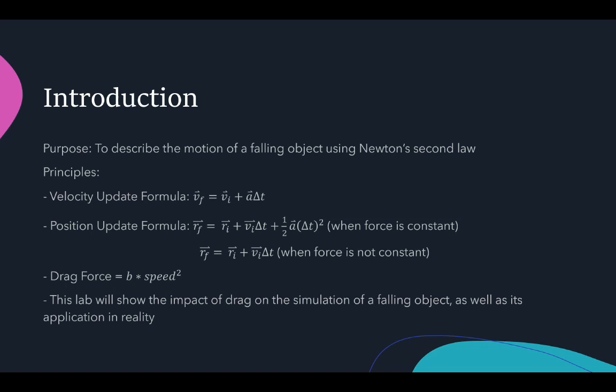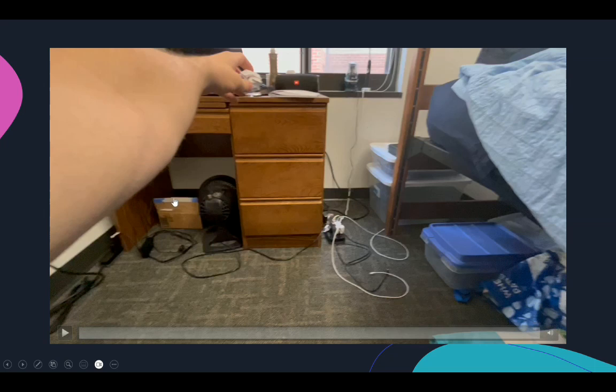And the drag force for a constant b is multiplied by speed squared. This lab shows the impact of drag on the simulation of a falling object and its equivalent in reality. So, for the initial conditions of the lab, the system is a waterlet piece of printed paper. The surroundings are earth for the gravitational force and the air for the drag force. The system is initially at rest.